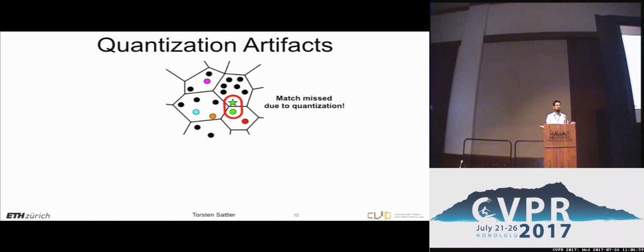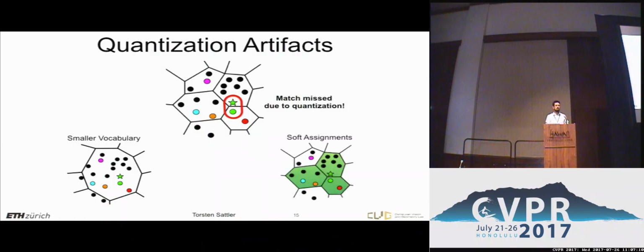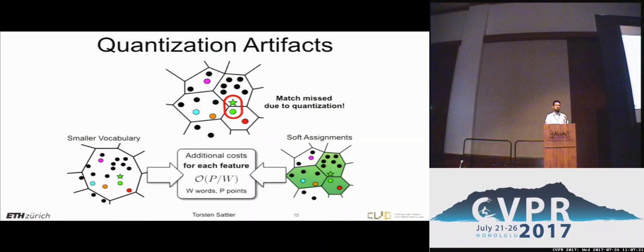And there are some obvious strategies for resolving this problem. You could use a smaller vocabulary, which reduces the quantization artifacts that you observe. Or you could search through multiple cells. That's a standard approach in image retrieval to lessen the impact of quantization artifacts. The drawback of this is that you need to pay a higher search cost for each feature, even those where you previously could get a match. And on average, the number of points that fall into a visual word increases linearly in the number of points.